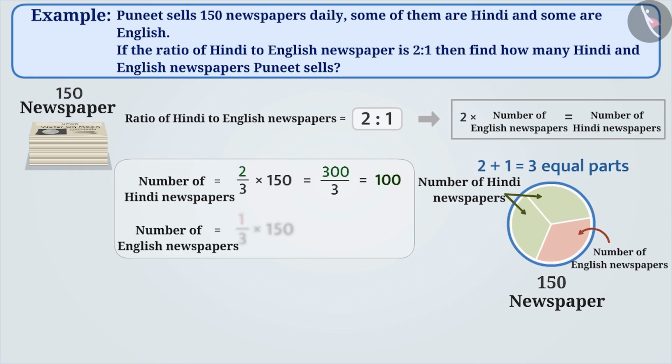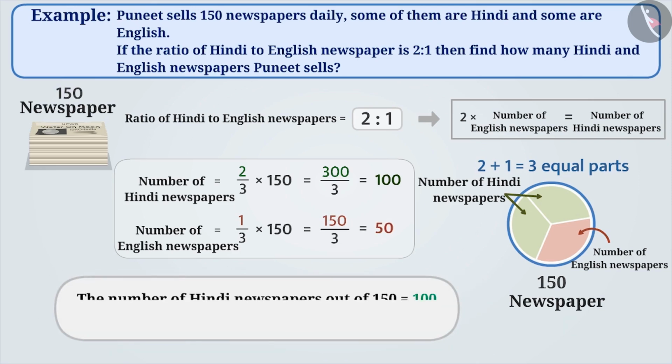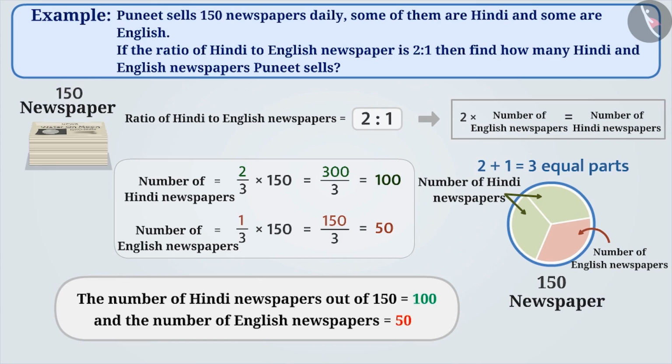Similarly, the number of English newspapers will be 1/3 part of 150 newspapers. Thus, the result will be 50. Therefore, the number of Hindi newspapers out of 150 is 100 and the number of English newspapers is 50.